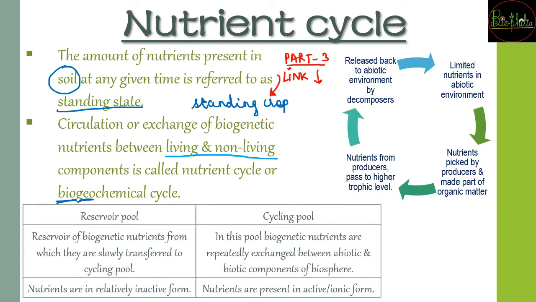Not all biogenic nutrients are always in circulation. Sometimes they are kept as a reservoir. The circulation pool is where circulation happens between the living and non-living components, but in the reservoir pool they remain in an inactive form. For example, to understand, the reservoir pool is like cash which is kept as a check.